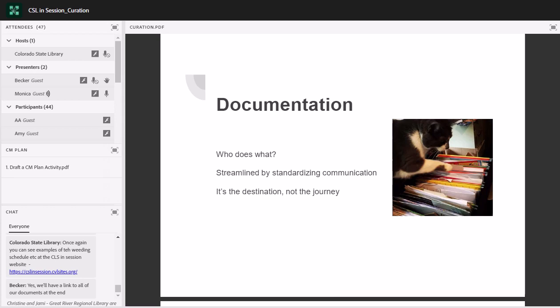And then it's the destination, not the journey. So while we make small changes and updates, our nuts and bolts stay pretty much the same. Through 3 years or so, there's been a lot of trial and error, and this is where we've ended up. But it's a process that's consistently evolving.